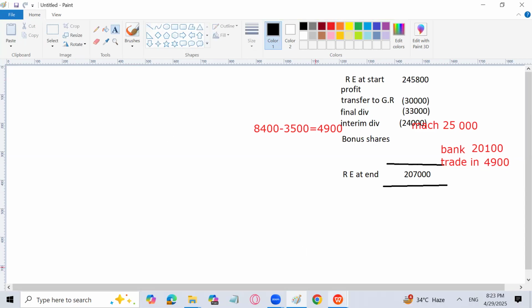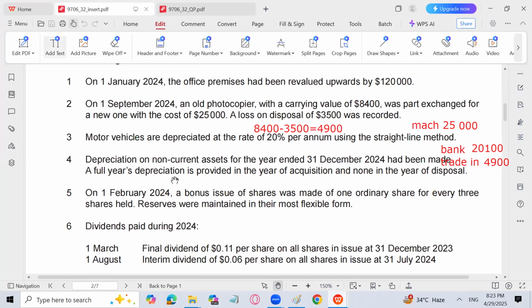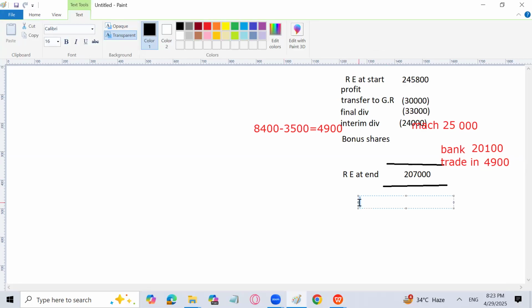If you just see the question, it is clearly stated in the 5th point, on 1st February, a bonus issue of shares was made, 1 ordinary share for every 3. 1 for every 3. So let's see, how many shares are there at the start? 3 lakh. 3 lakh divided by 3, 1 for every 3, into 1. So 1 lakh bonus shares we are issuing, right? And the per share value is 1.